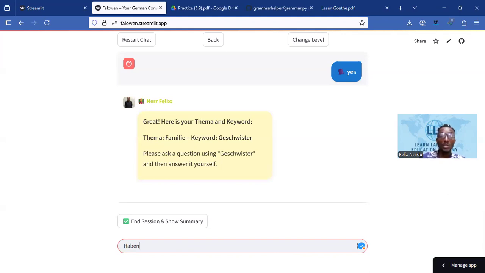So you decide to use a W question or a yes or no question. I want to use a yes or no question. So, "Haben Sie Geschwister?" So, do you have siblings? You can say that, yeah, "Ich habe Geschwister."